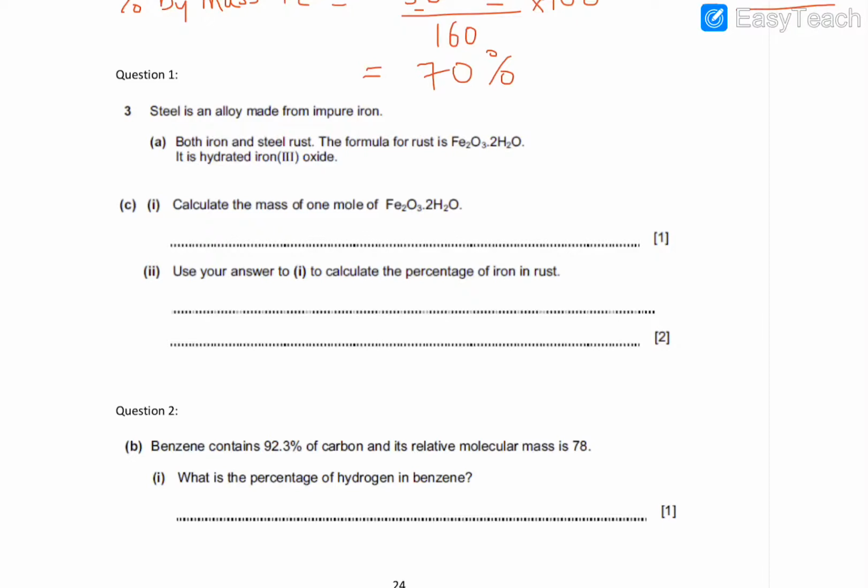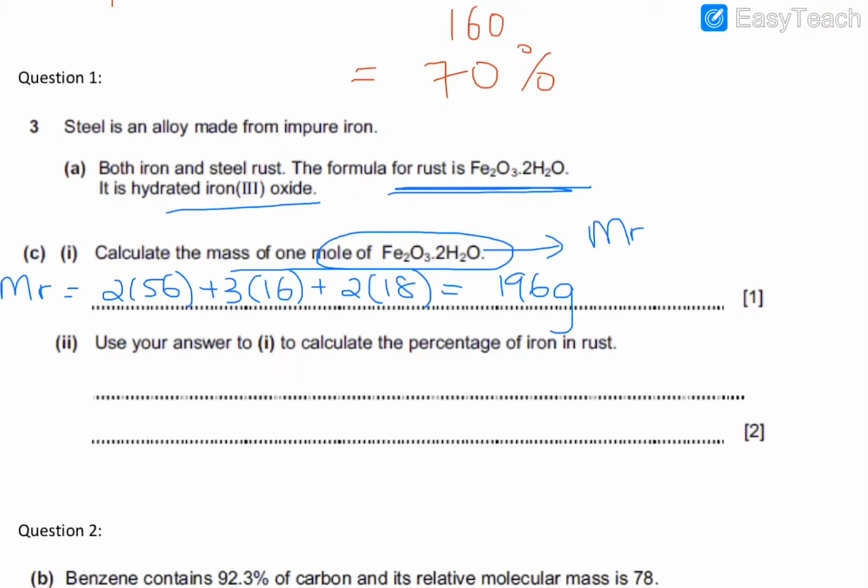So for this question, it gives you the formula of rust, and it says that it's hydrated iron oxide. Calculate the mass of 1 mole of hydrated iron oxide. Mass of 1 mole is just the MR, so we just need to calculate the MR of this. So here you have the MR. Because it says mass of 1 mole, I'm giving my answer in grams.